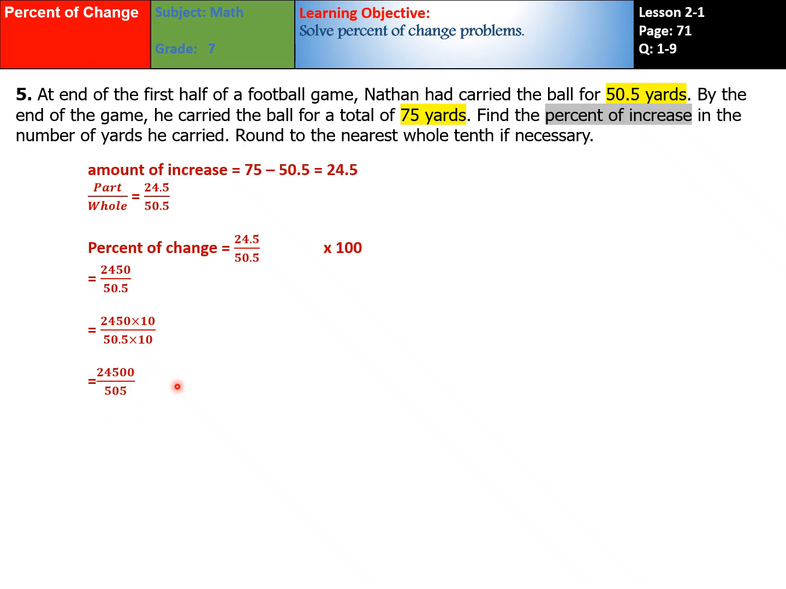Now either you can divide it by 5 and simplify, or directly you can divide 24500 by 505, and your answer will be 48.5. So the percent of increase is 48.5%.